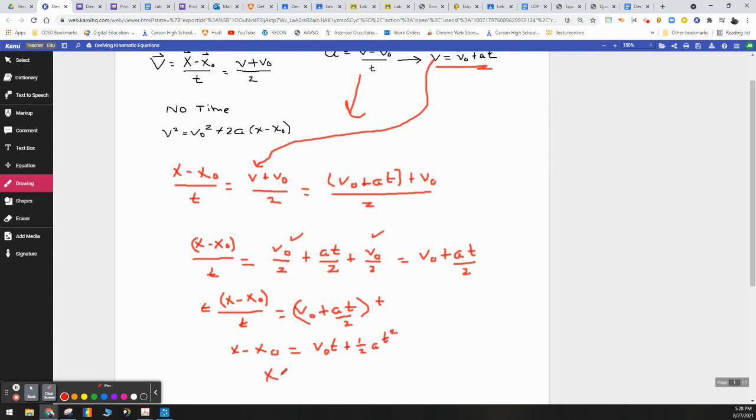And then finally, simplify: X equals X0 plus V0T plus 1 half AT squared. All right, there we go. Draw a little smiley face there.